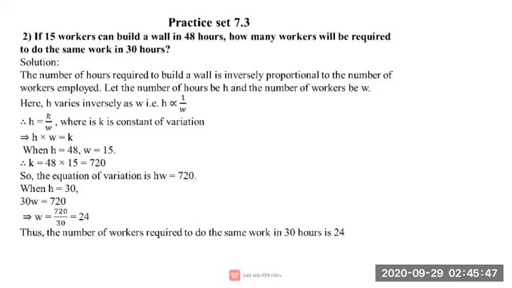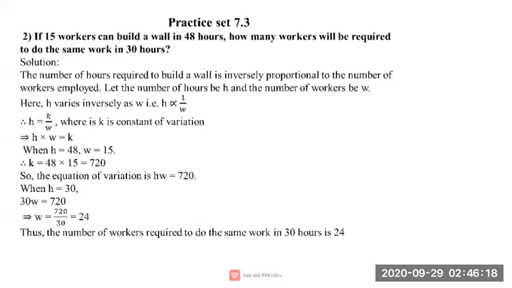By looking at the question only, you can see which type of variation it is. Is it direct variation or inverse variation? For hours, one is given as 48 hours and the second is given as 30 hours. Here there is an increase and decrease, so it is inverse variation.